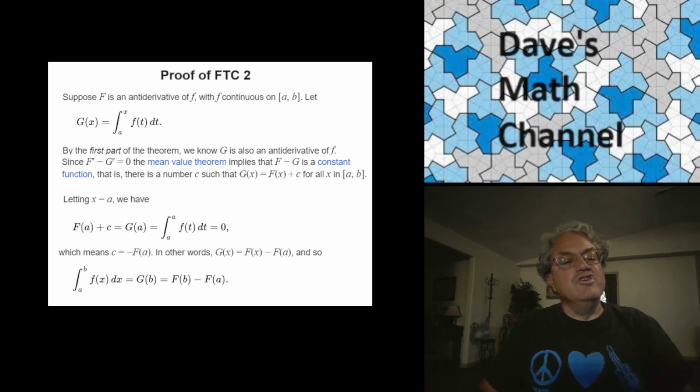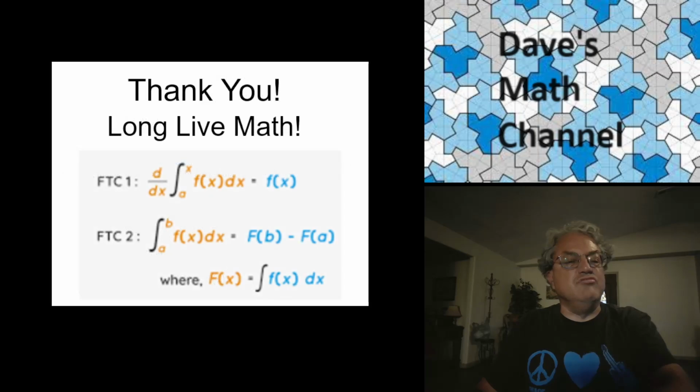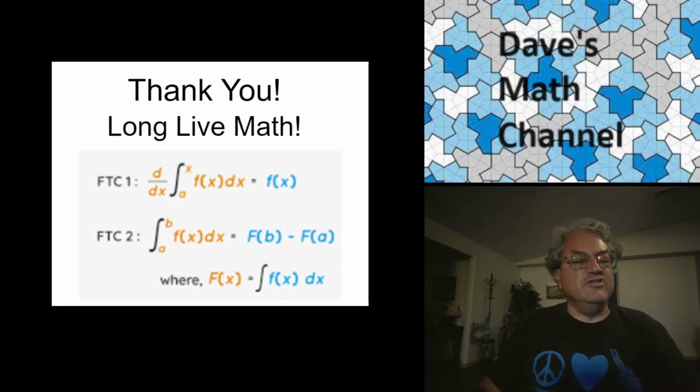We just proved that the integral from a to b of little f of x dx is equal to G of b, which is equal to F of b minus F of a. That's the second form of the fundamental theorem of calculus. It's really just a corollary of the first form. The first form is the harder one to prove. But anyway, that completes the proof of the fundamental theorem of calculus.